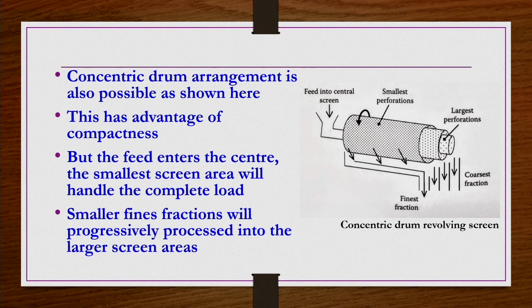However, the smaller fines fraction will be progressively processed into the larger screen areas and then collected as the finest fraction. Let us say you have several concentric drums of different openings, arranged in sequence such that the largest perforation is at the center and the finest one is at the end. From the center you get the coarsest fraction, from the outer section you get the finest fraction, and in between you can get the medium, or middle, products also. So, these are the common types of screen equipment we have seen.